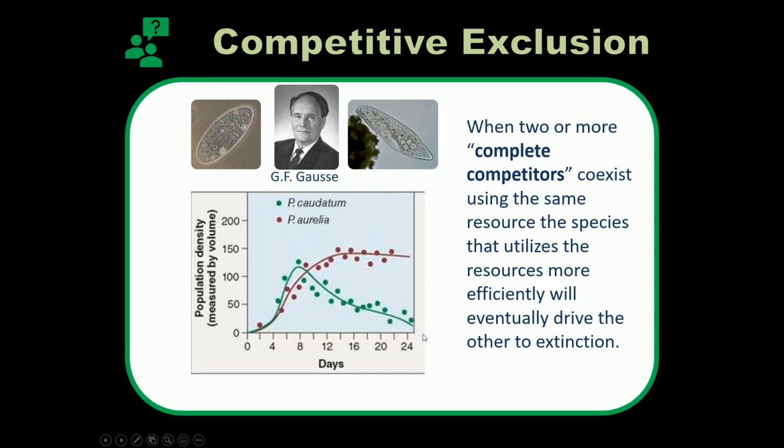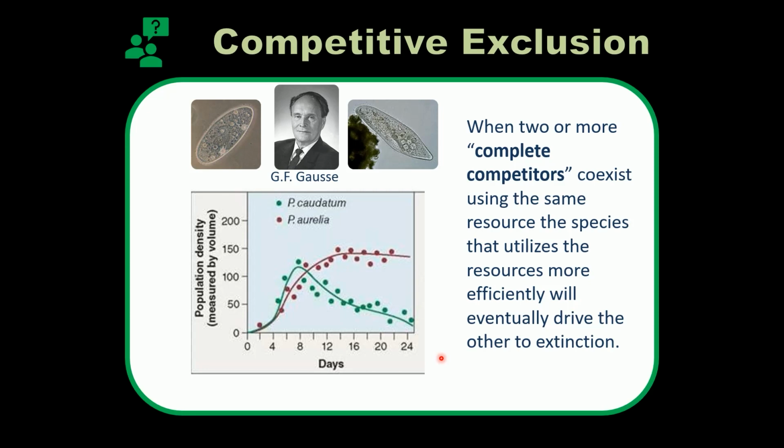And it turns out that even though they seemed really identical, they are two different species, and one of them was using the resource ever so slightly more efficiently. P. aurelia was using it a little bit more efficiently than P. caudatum. And so what we get is Gauss's concept of competitive exclusion. When two or more complete competitors coexist, two organisms that have basically the exact same niche overlap each other when they're found in the exact same location with a limiting resource, one species will inevitably drive the other one to extinction. Even if they seem perfectly identical, if they're two different species, there will be tiny little differences, and those tiny little differences will cause one of them to be driven to extinction and the other one to survive.